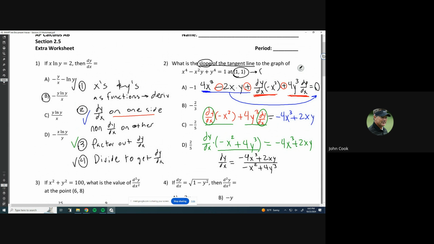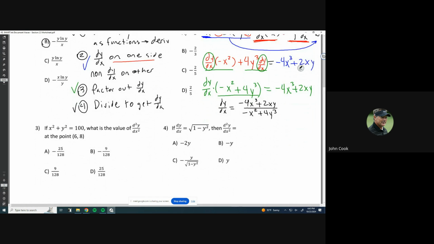This gives you an x and a y value to plug in to get your dy/dx, to get your actual value. So if I go down here to my derivative, and I do plug in 1 and 1, the notation will look like this. dy/dx evaluated at (1, 1) would be equal to this. So if I plug in 1 for x and 1 for y, I get negative 4 times 1 to the 3rd plus 2 times 1 times 1 over negative 1 to the 2nd power plus 4 times 1 to the third.